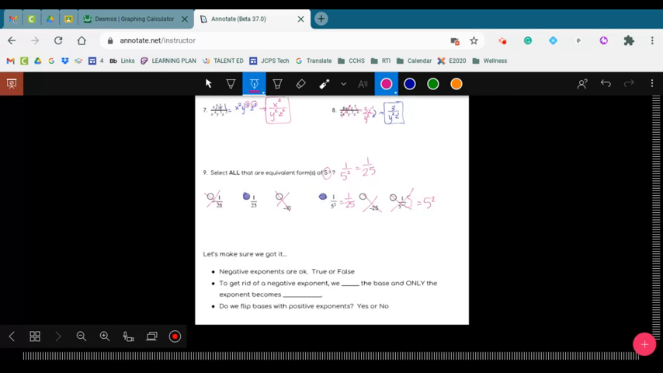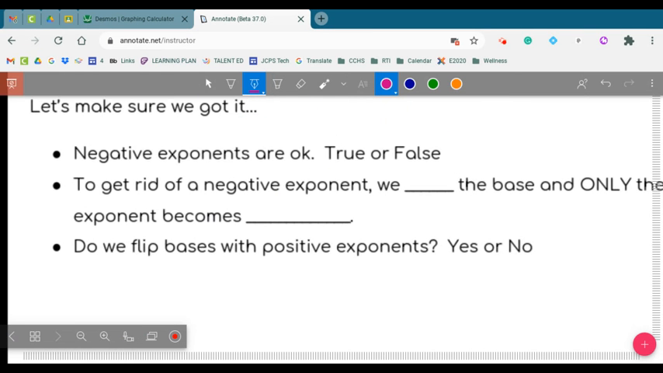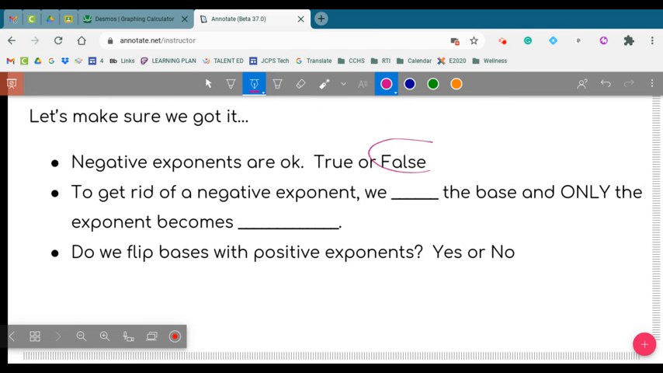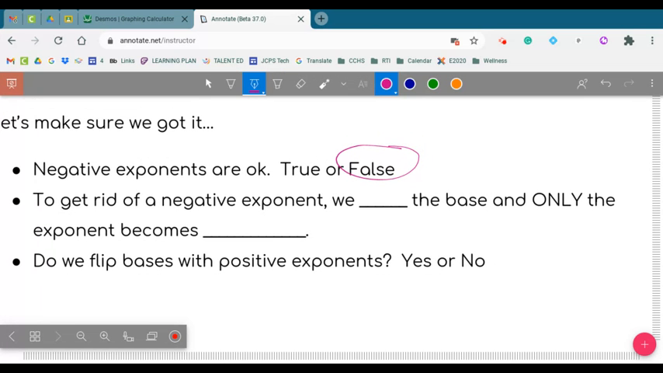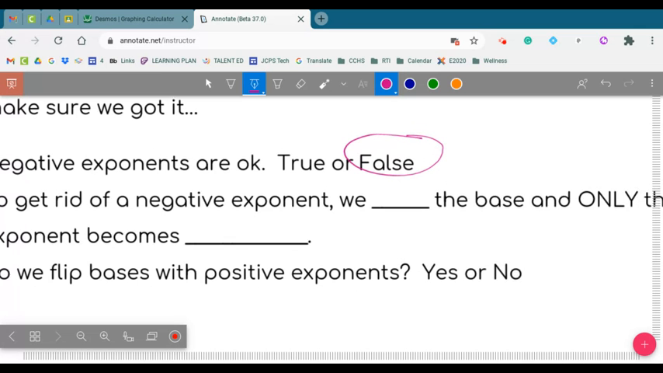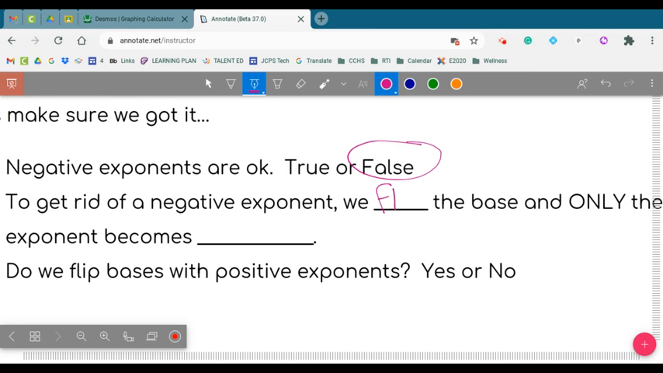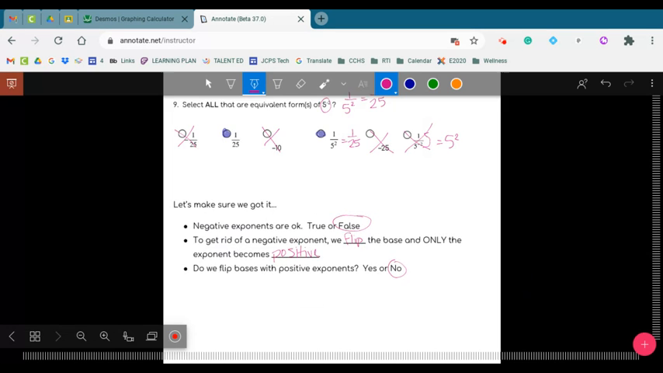Okay, let's kind of review this. Are negative exponents okay? No, I always want a positive. To get rid of the negative exponent, what happens? We flip, so to get rid of our negative exponent, we have to flip the base. So remember, if it's on the bottom of our fraction, we flip it to the top and vice versa, and only the exponent becomes positive. And do we flip bases with positive exponents? No, we just leave them how they are.